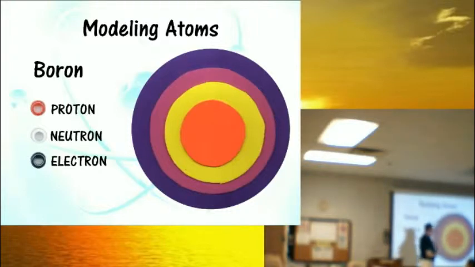Okay. So, I want you to, using your periodic table, create a model of boron. The red beads will represent the protons. The white beads will represent the neutrons. And the black beads will represent the electrons. You and your partner try to make that model of boron. When you think you have it, raise your hand and I will come check.